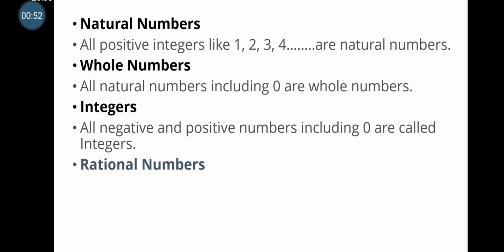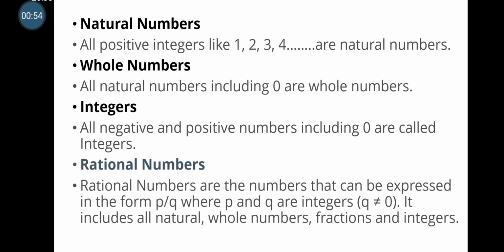Then rational numbers. Rational numbers are the numbers that can be expressed in the form of p by q, where p and q are integers, which include all natural numbers, whole numbers, fractions, and integers. So, any number in the form of p by q, that is numerator and denominator, that is a fraction. That and all come under rational numbers.